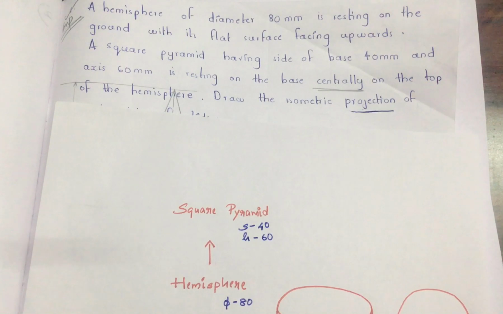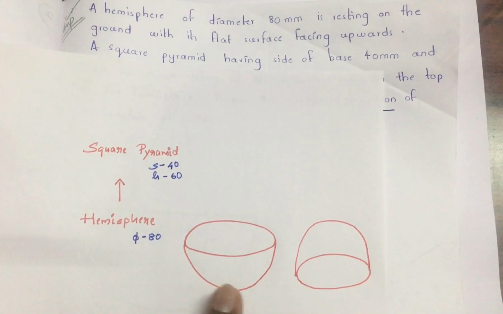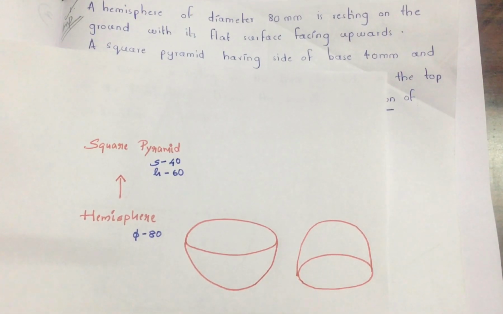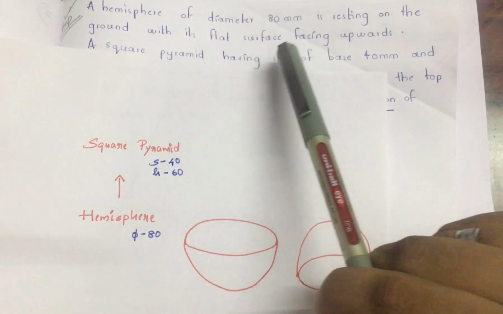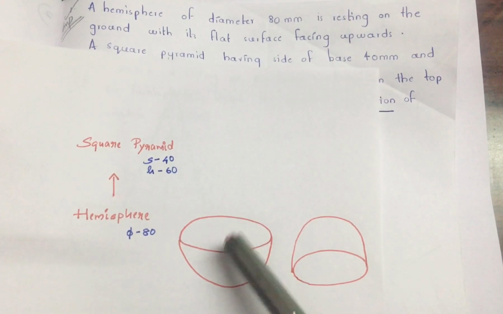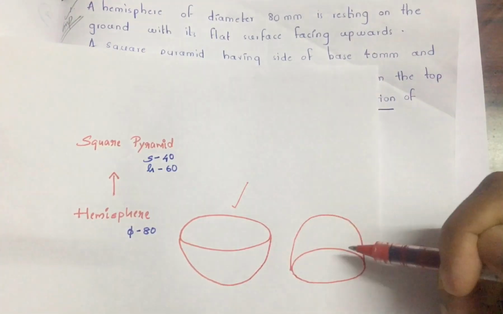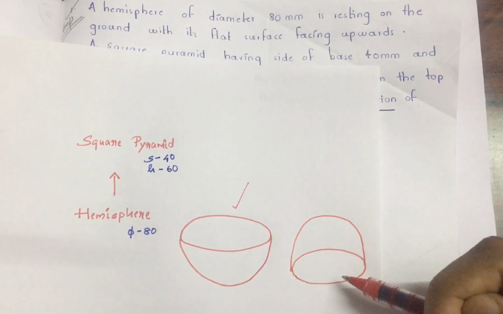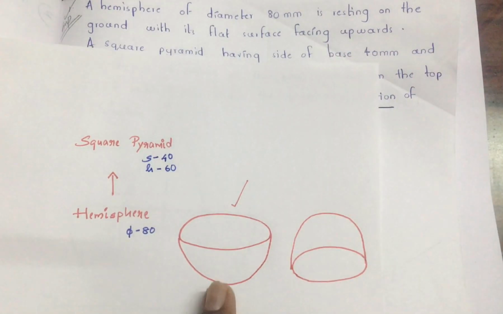As you know, a hemisphere can be placed either like this or like this. But in the question, it is clearly stated that the hemisphere is placed on the ground in such a way that the flat surface is facing upwards. This is the flat surface, and it should be facing upwards. So, this is the correct way of considering the hemisphere. If the question stated that the flat surface is facing downwards, then this one would have to be taken. Considering this particular question, we have to consider this hemisphere.